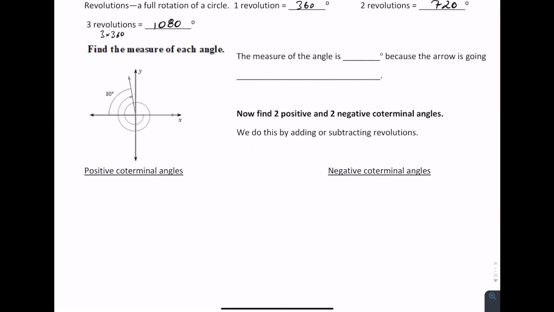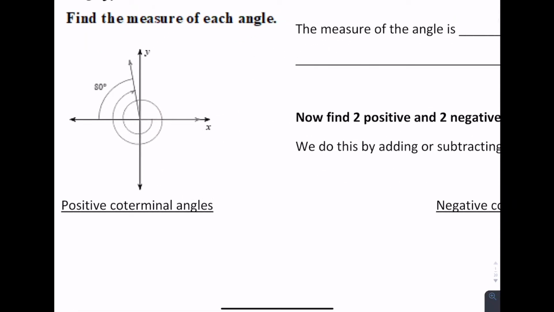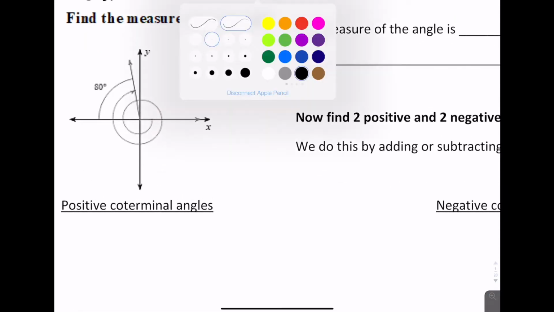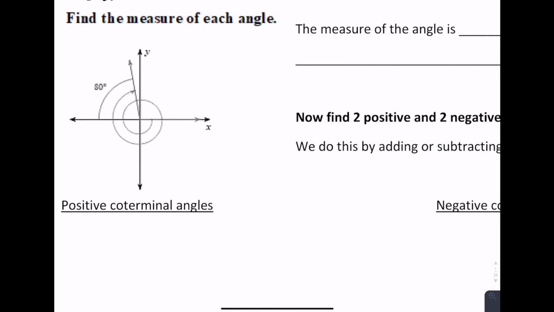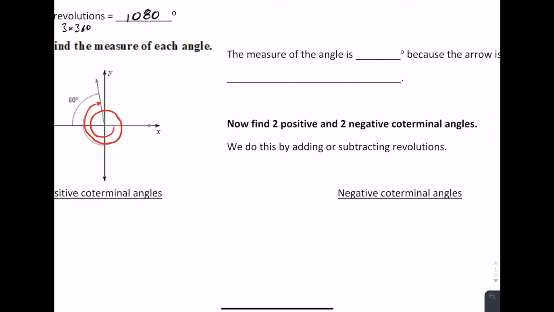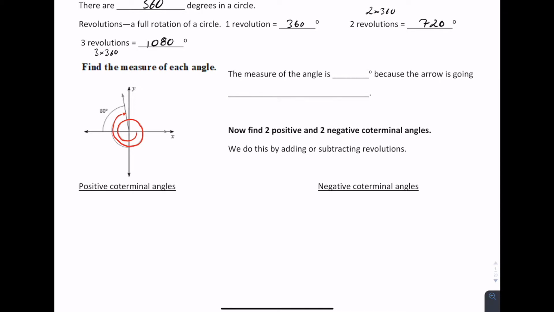So now we're going to find the measure of an angle. So notice that this angle is going backwards. So since it's going clockwise, we know that this is going to be negative. Okay? And so it went all the way over there. So the measure of this angle is, we at least know it's going to be negative, and we're going to actually figure that out because the arrow is going clockwise. All right?